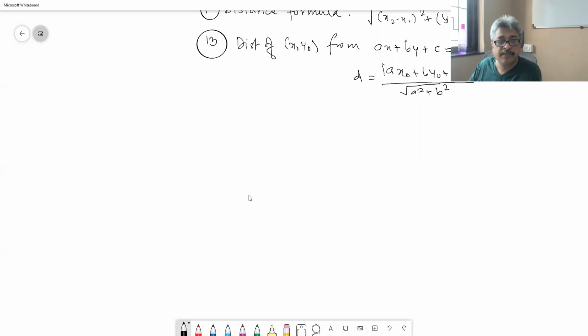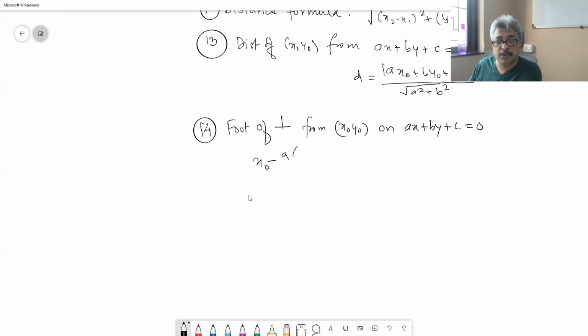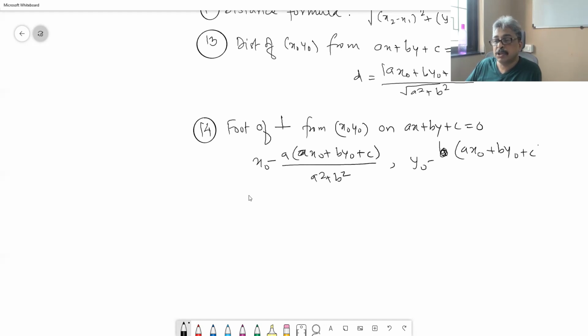Put a perpendicular from (x naught, y naught) on the line: the foot is x naught minus a times (a x naught plus b y naught plus c) divided by (a square plus b square), comma, y naught minus b times (a x naught plus b y naught plus c) divided by (a square plus b square).